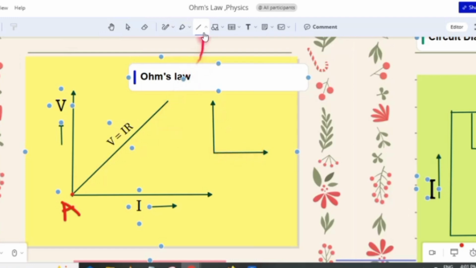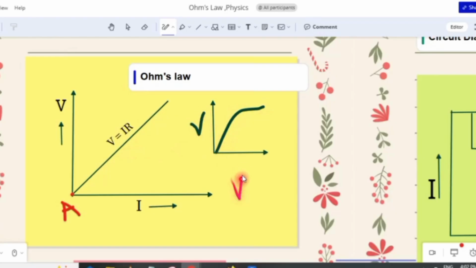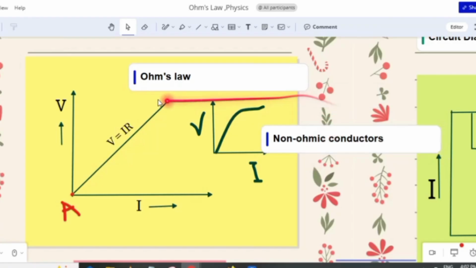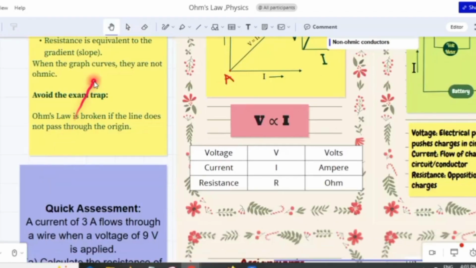Now the question is, what kind of graph do non-ohmic conductors show? They give a curved graph. They don't follow a straight line graph between voltage and current. This type of curved graph between voltage and current means that voltage is not directly proportional to current, because resistance is not constant in this case. This curved graph is for non-ohmic conductors. Remember the difference between non-ohmic and ohmic conductors' graphs: ohmic conductors have a straight line and non-ohmic conductors have a curved graph.